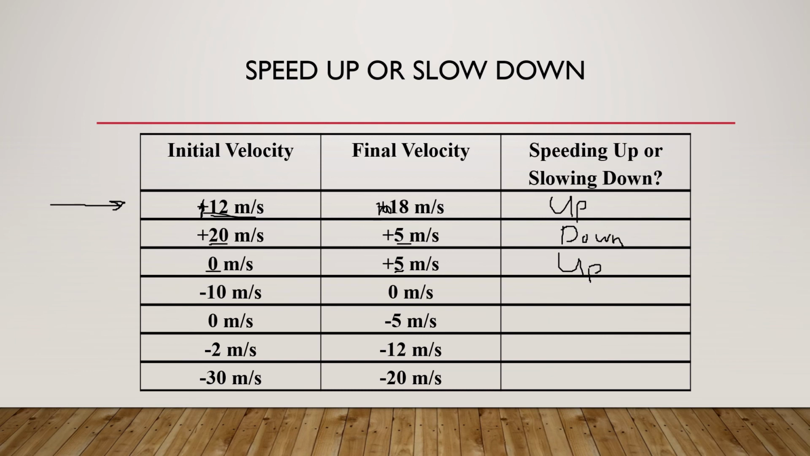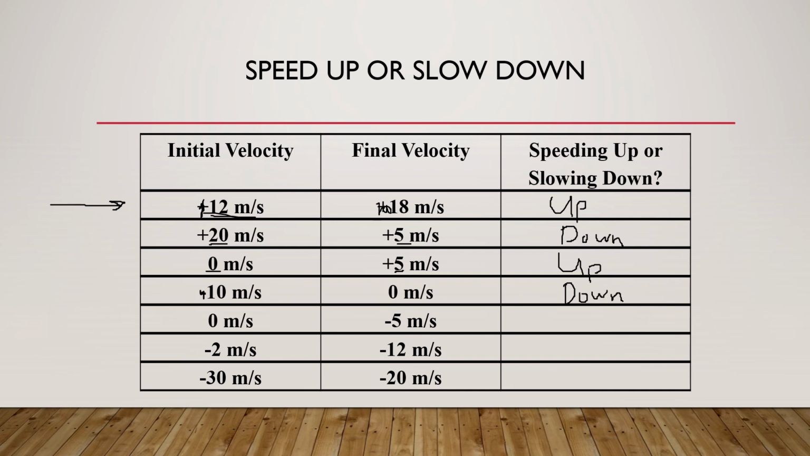Okay, those ones are pretty simple. It's when you have the negatives that people tend to make mistakes. If you start from negative 10 and you go to 0, I know that negative 10 is a smaller number according to math. But in physics, negative just means left. So if you're going from negative 10, think about it. I said ignore the signs. What you're really doing is you're going from 10 left to 0. You're going from 10 to 0. So you're slowing down there.